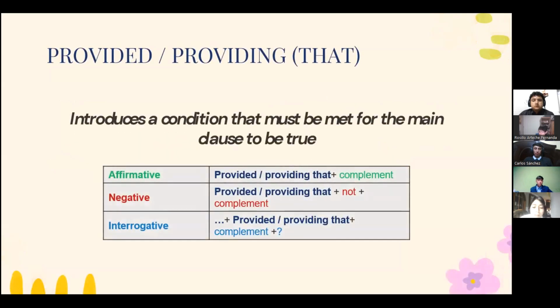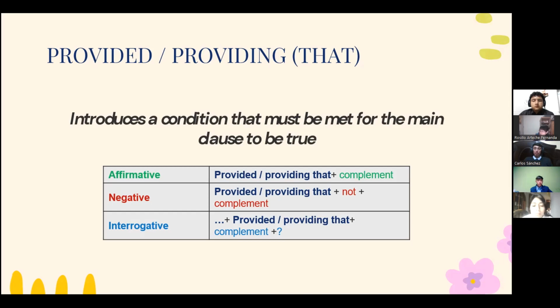The next clause is provided or providing that. This clause introduces a condition that must be met for the main clause to be true. If you say that something will happen provided or provided that something else happens, you mean that the first thing will happen only if the second thing also happens.